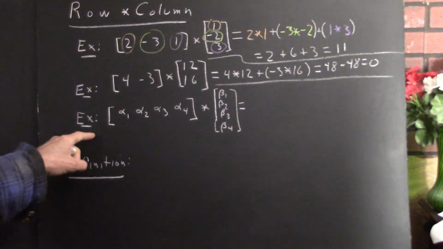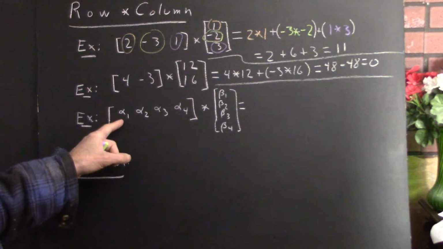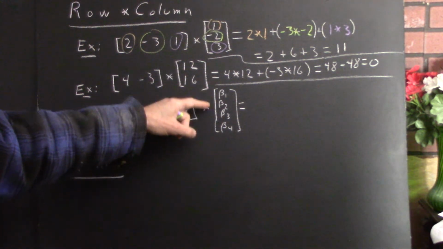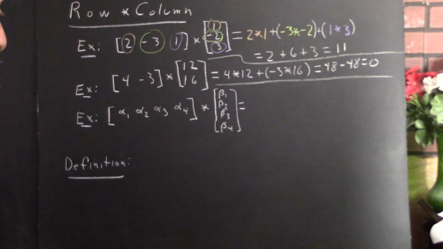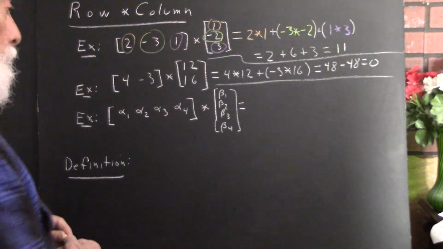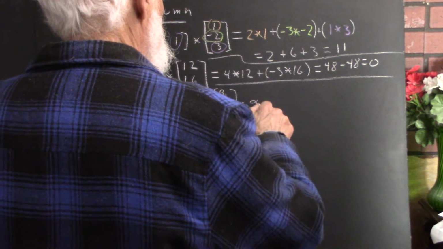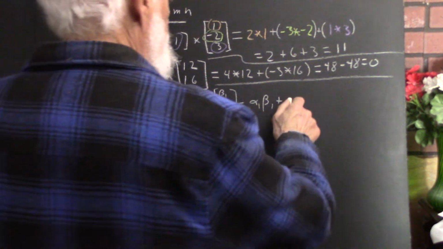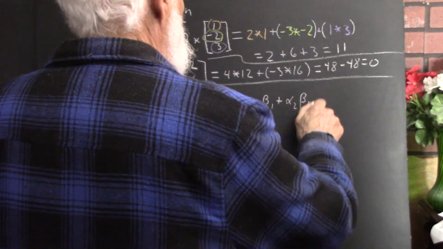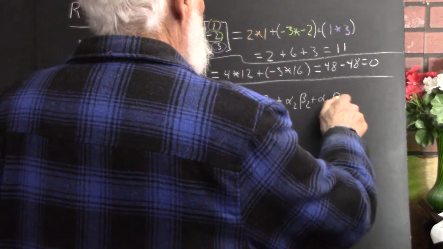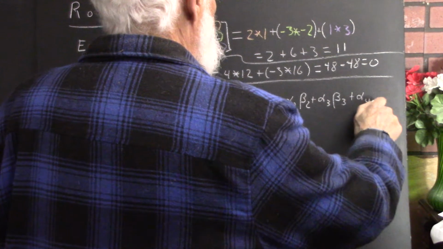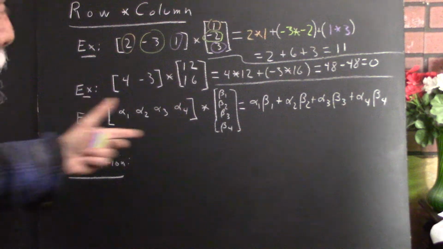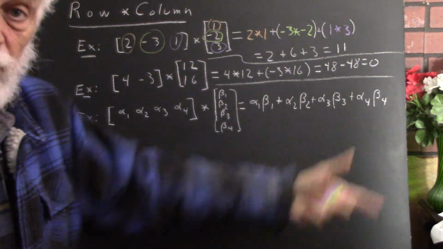Okay, another example, just with symbols. Alpha 1, alpha 2, alpha 3, alpha 4 constitute a row. Beta 1, beta 2, beta 3, beta 4 constitute a column. The sum is just going to be alpha 1, beta 1. Then alpha 2 is going to match beta 2. Alpha 3, beta 3, and alpha 4, beta 4.